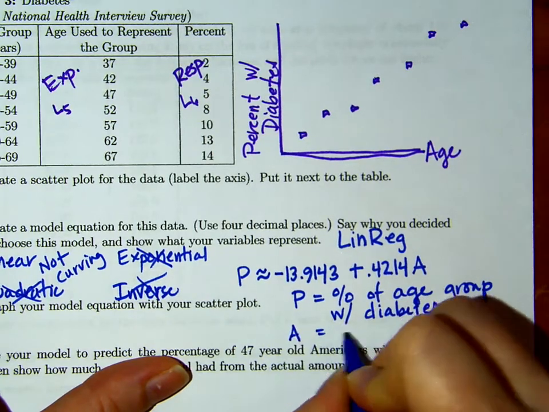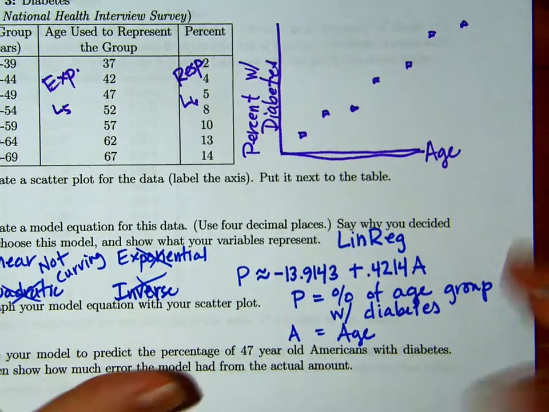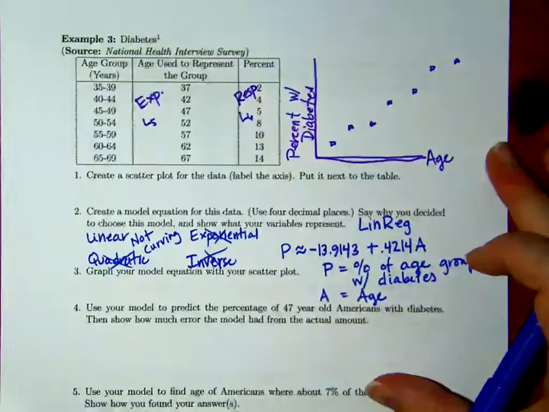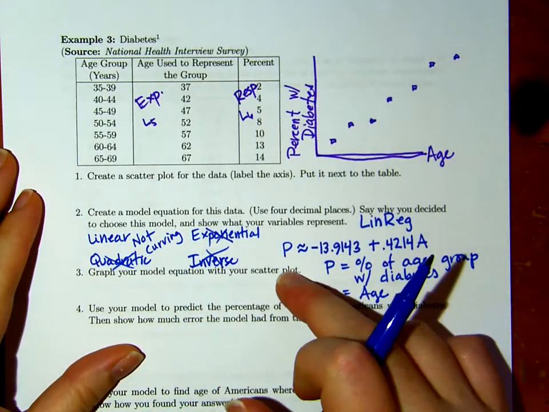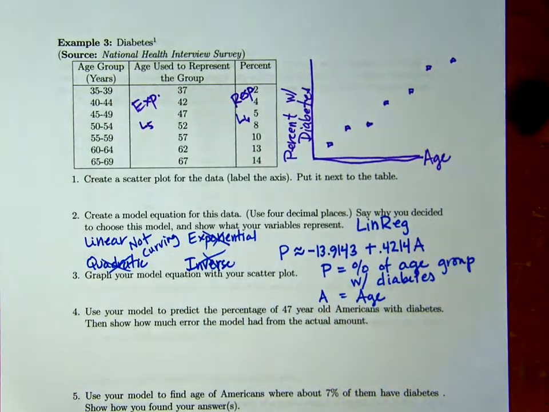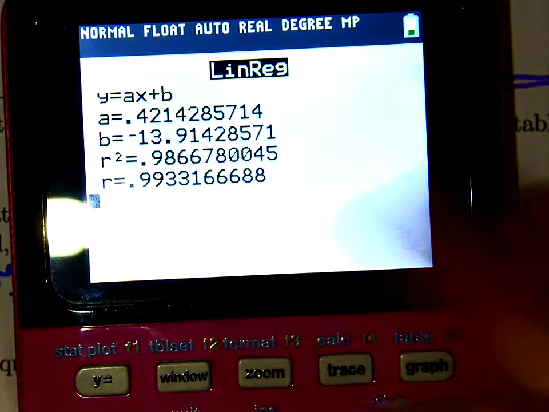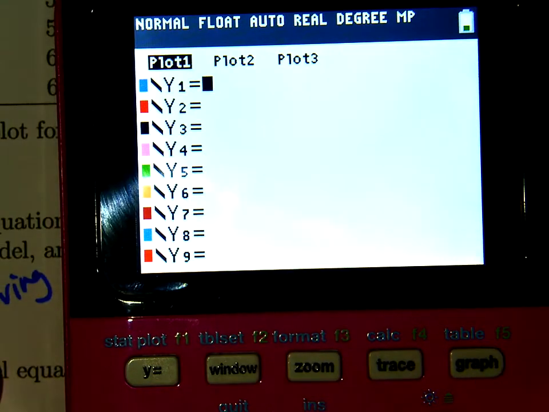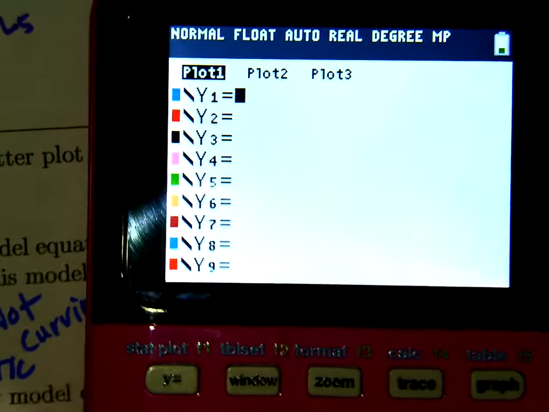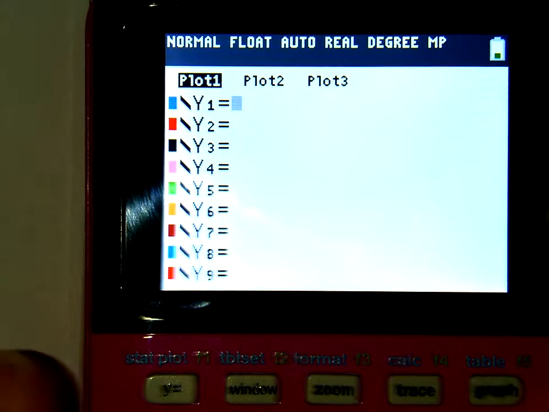And A equals age of the person. Okay, so graph your model with the scatter plot. So we go back here, and we go to y equals, and we put in our model, which of course I have hidden from myself.